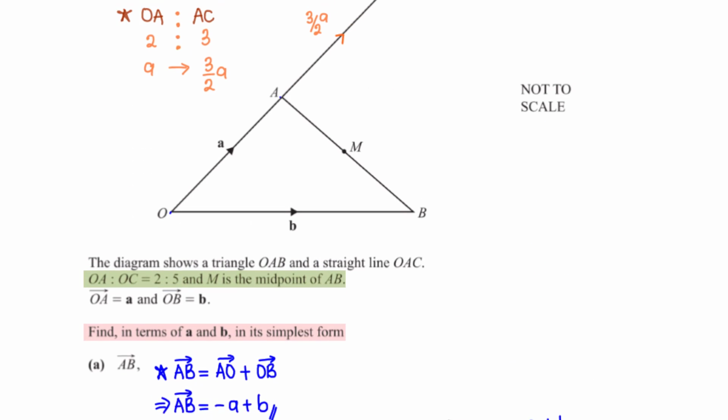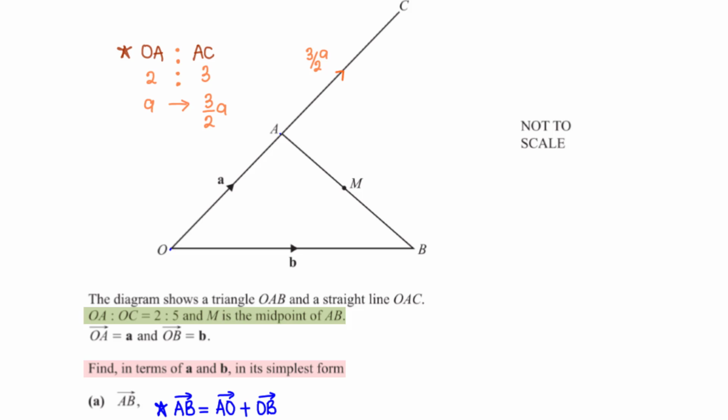From the given ratio that OA is to OC is 2:5, we can say that OA is to AC is 2 is to 3. This is 3 because OC is 5 and OA is 2. So 5 minus 2 gives us AC as 3. And so if OA is a, then AC is 3 over 2 a.